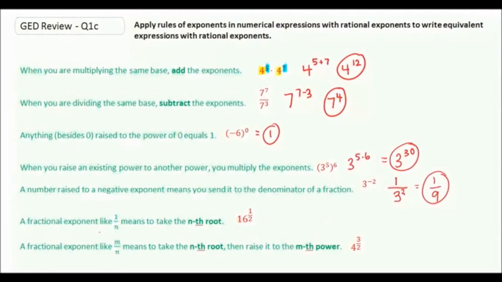Okay, a fractional exponent like 1 over n means to take the nth root. So for 16 to the 1/2 power, it would be the square root of 16, which equals 4. Finally, a fractional exponent like m over n means to take the nth root first, then raise it to the mth power. So here, this would mean to take the square root of 4, but then raise that to the 3rd power. The square root of 4 would be 2, so 2 to the 3rd power would be 2 times 2 times 2, which equals 8.